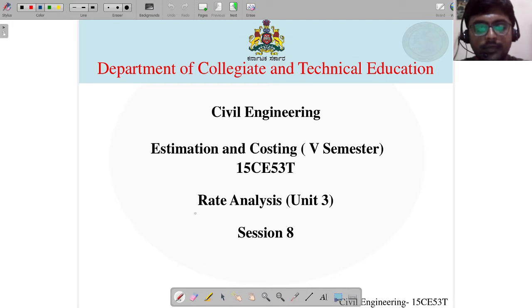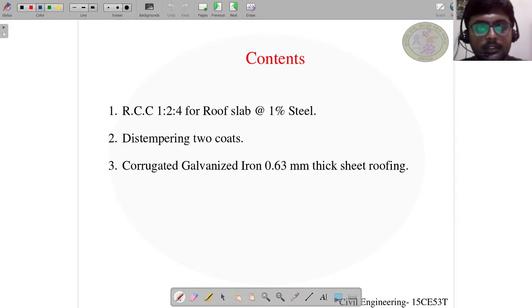In this session, we are going to discuss rate analysis, which is Unit 3 in Estimation and Costing subject of 5th semester Civil Engineering. In this session, we are going to discuss rate analysis of RCC 1:2:4 for roof slab at 1% steel, distempering 2 coats, and rate analysis of corrugated galvanized iron 0.63 mm thick sheet roofing.